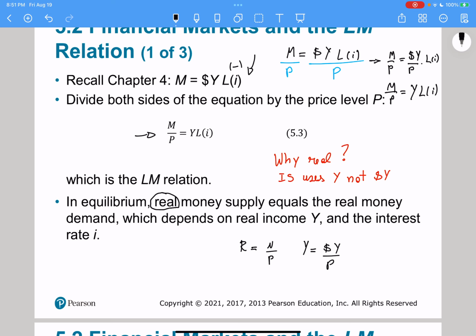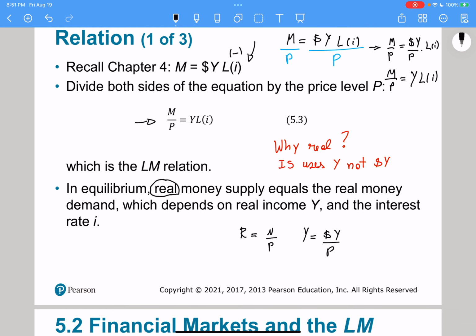If you want to clearly understand and remember what's happening here, we have MS equals M, MD equals $Y L(i)$, right? And then because MS equals MD, we have that M equals this guy here. So we are in the equilibrium of that market, then we divide by P, and then we have this equation here, okay?